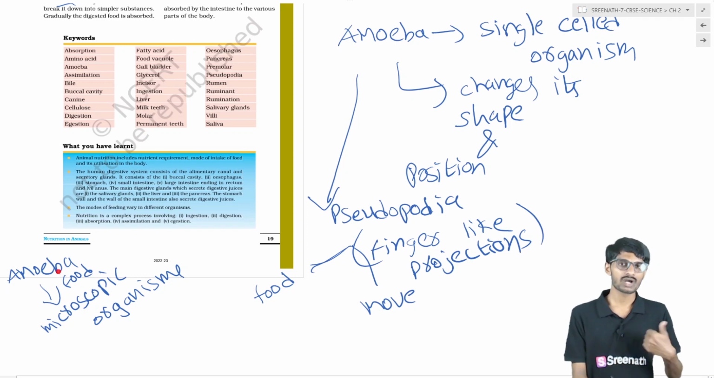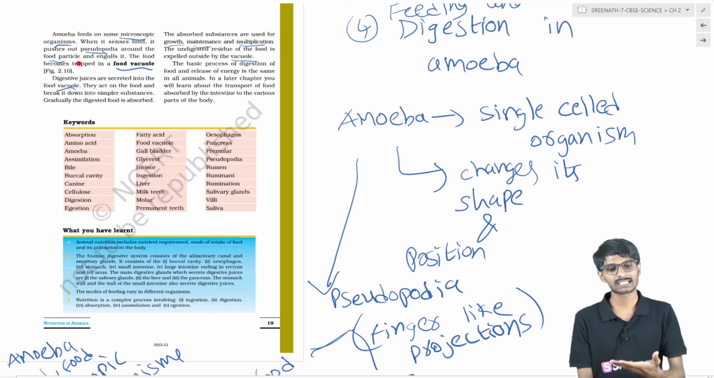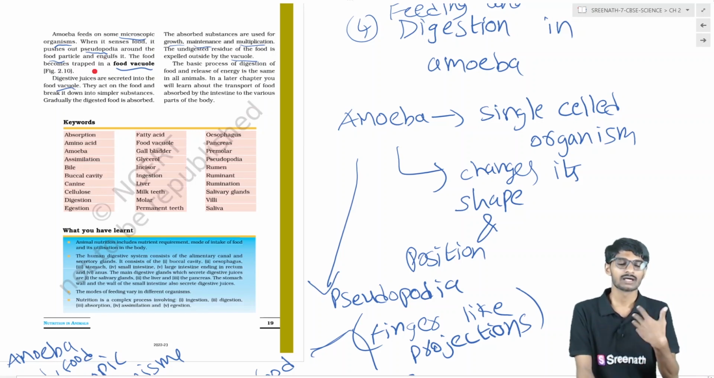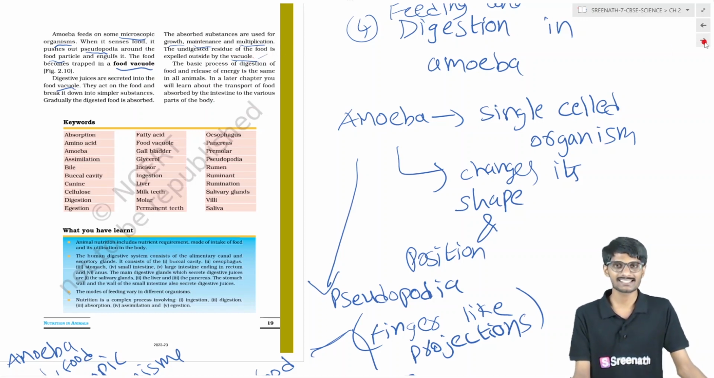What is the food of amoeba? It is microscopic organisms. Whenever there is food, the pseudopodia go out and capture the food, which enters the amoeba into a food vacuole. In the vacuole digestive juices are released, and the food is digested and also absorbed in the food vacuole. After that, the remaining undigested food is expelled outside by the vacuole. This is the whole digestion in the amoeba.